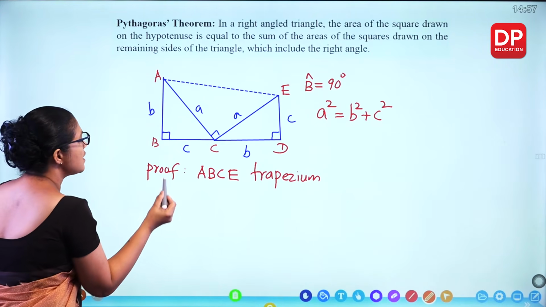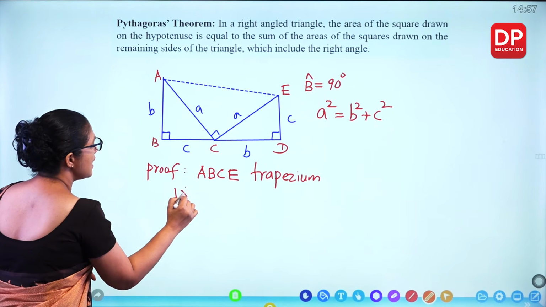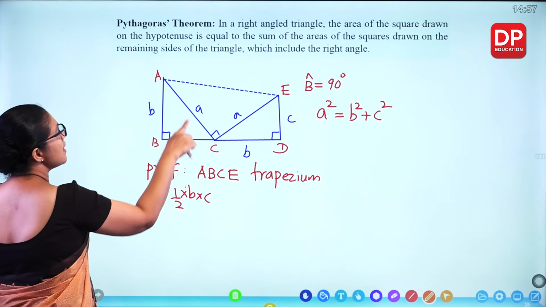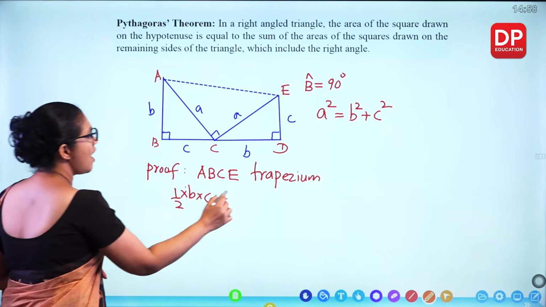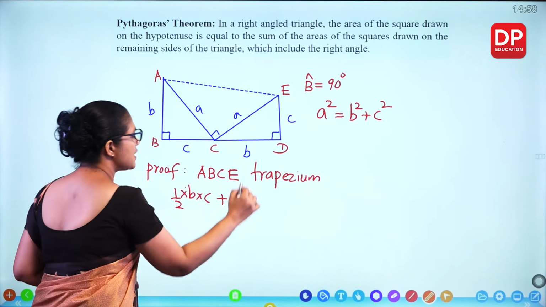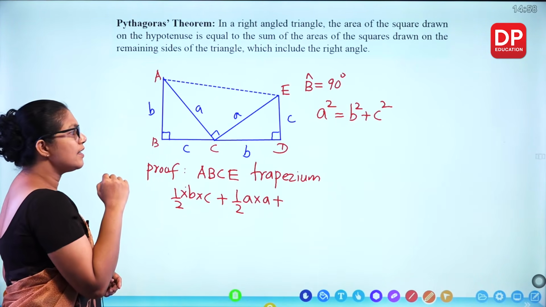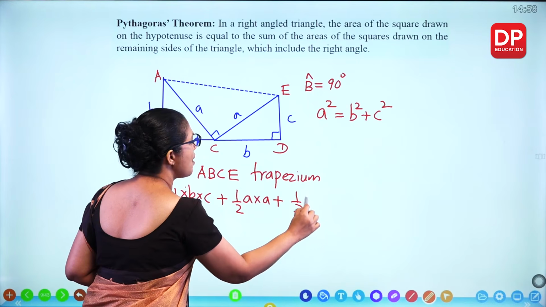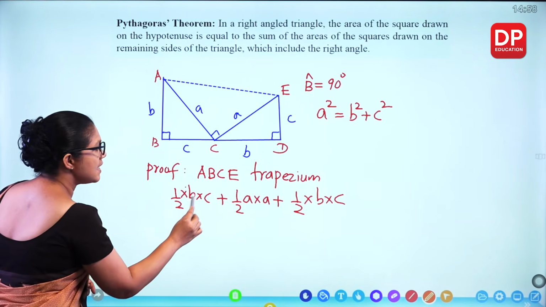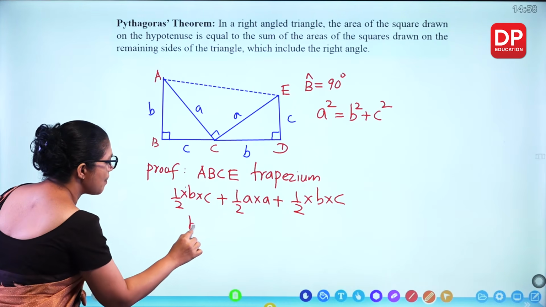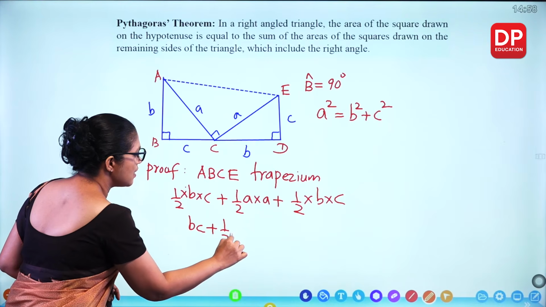So what's the ABC triangle area? Half BC, plus, what's this triangle, ACE triangle? Half A times A. What's the CDE triangle? Half B into C. So what's that? Half BC, half BC. You get BC plus half A square.